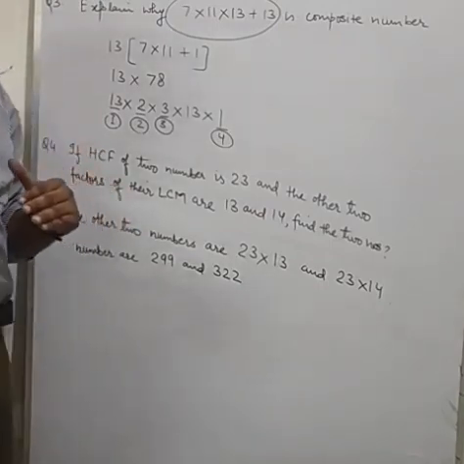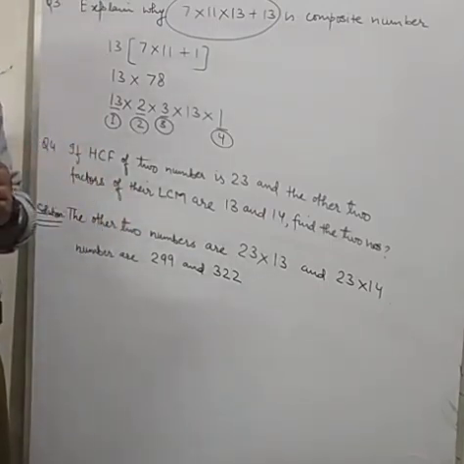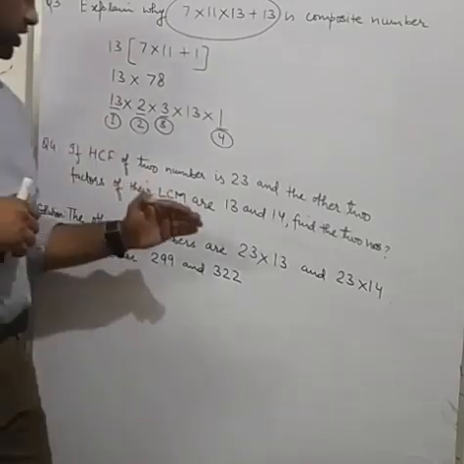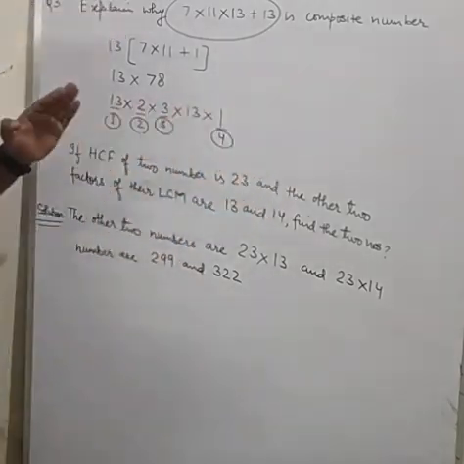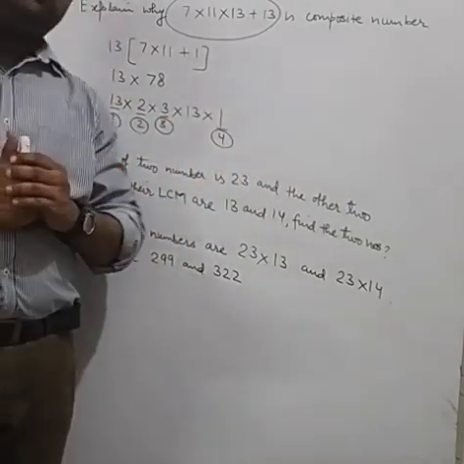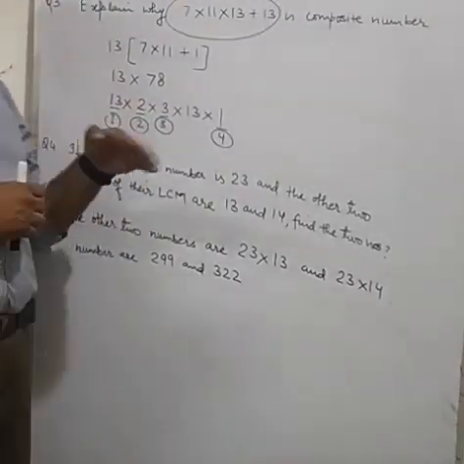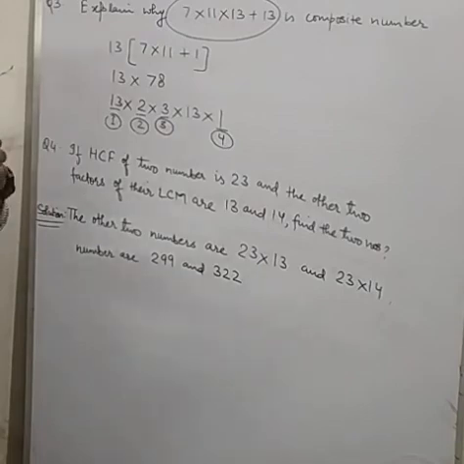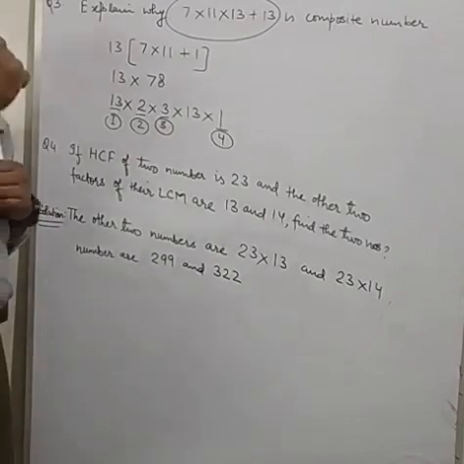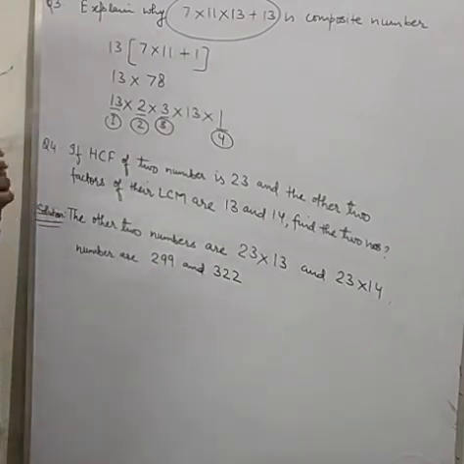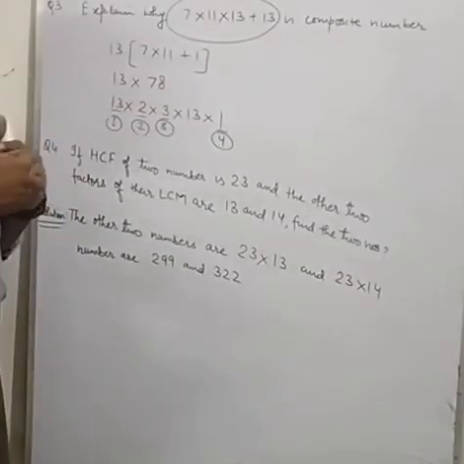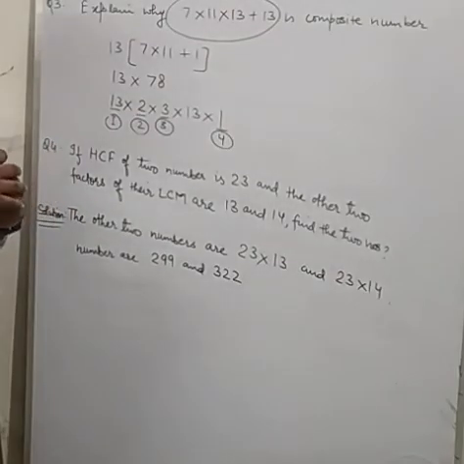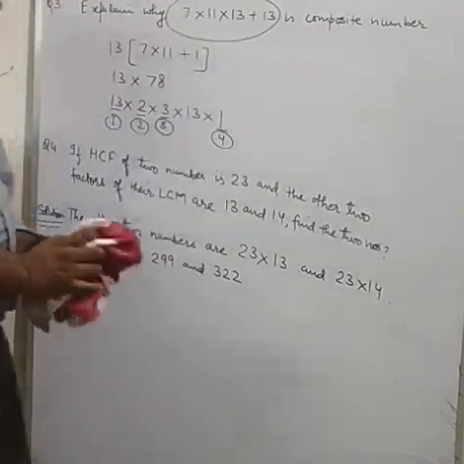Now, the next question is not from the worksheet, but was asked by some student, and the question is, we need to show that n cube minus n is divisible by 6 for any integer value of n. So, how are we going to solve this question?